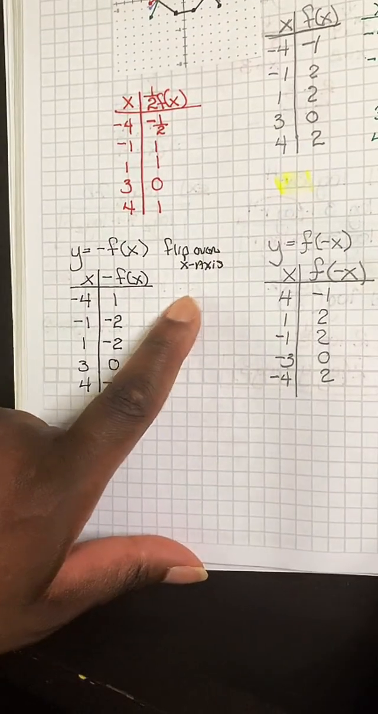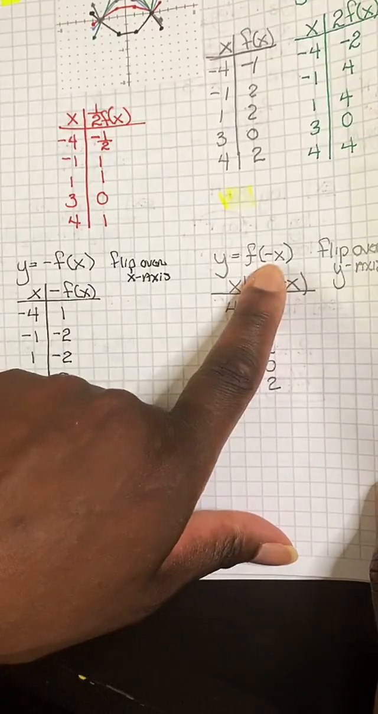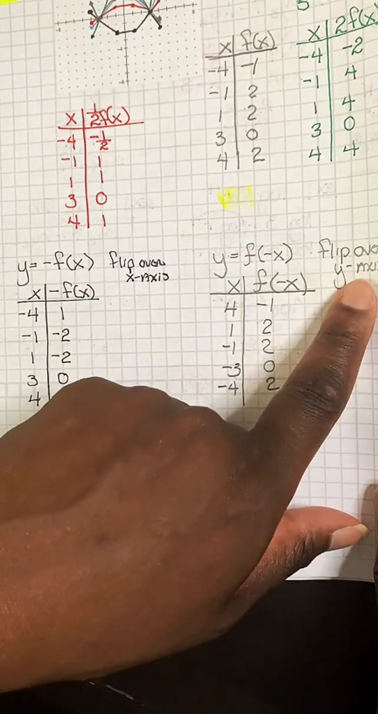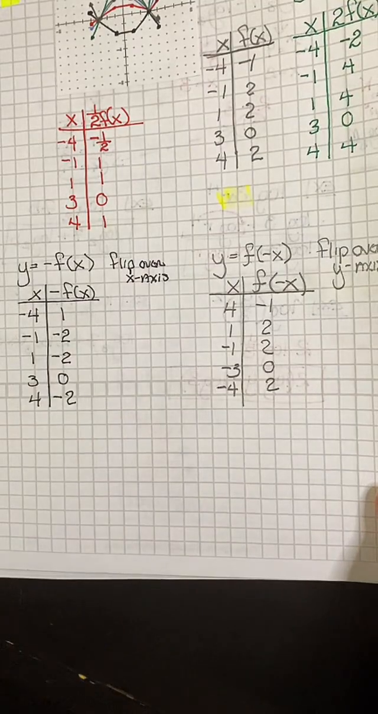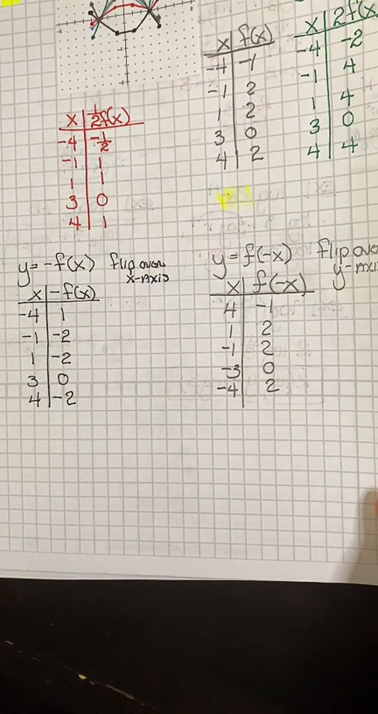If it's negative, it flips over the x-axis. And if my x's are the ones that's negative, it's going to reflect or flip over the y-axis. All right. Not too crazy, not too difficult.